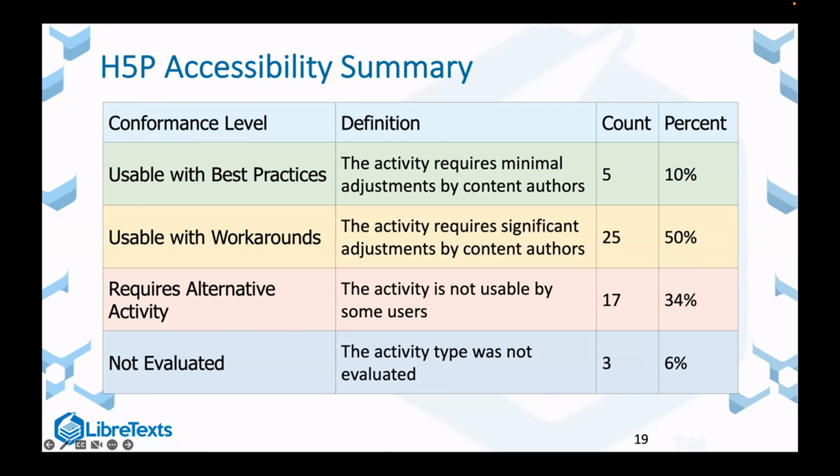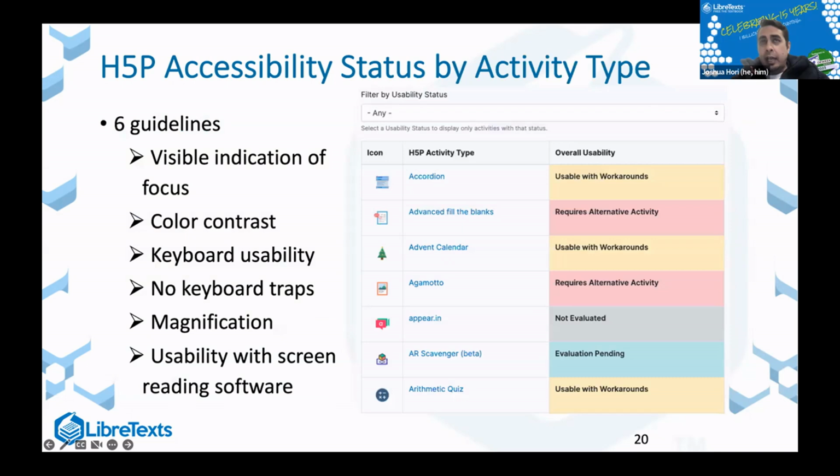And then the counts are usable with best practices, 5 of them or 10%. The usable with workarounds, 25 of the activities or 50%. Requires alternative activities, a significant number, 17 or 34%, and not evaluated were 3 or 6%. So on the next slide, we're going to give you information about each activity and then some examples of how we could implement workarounds using other H5P activities that are more accessible. Next slide, please. Slide 20.